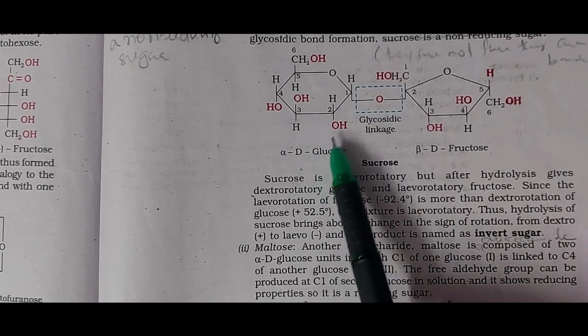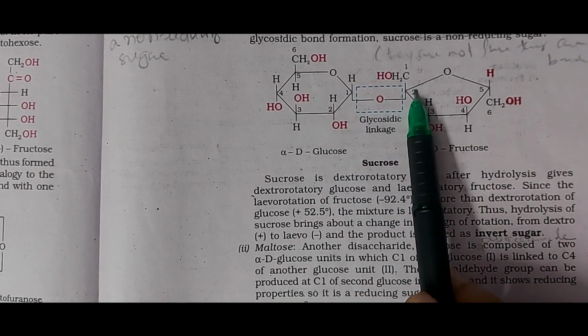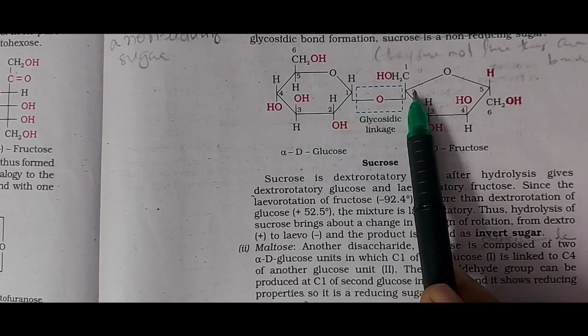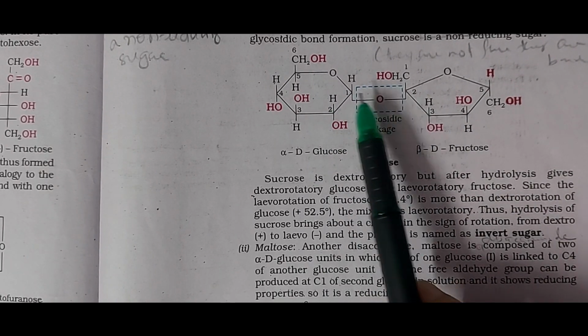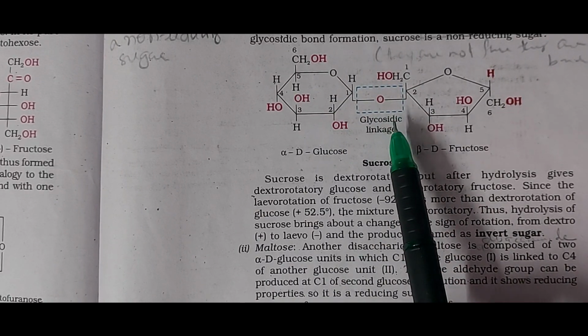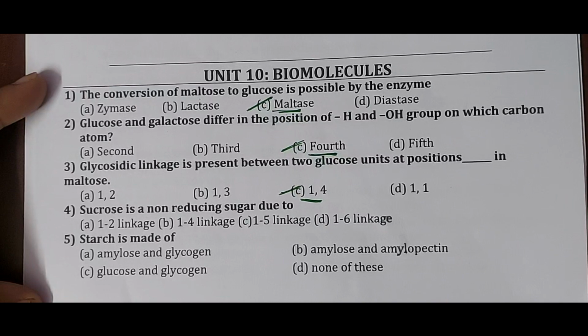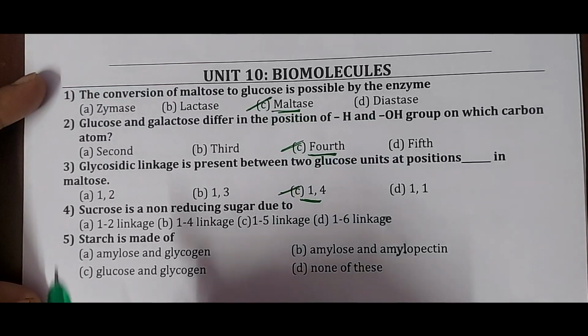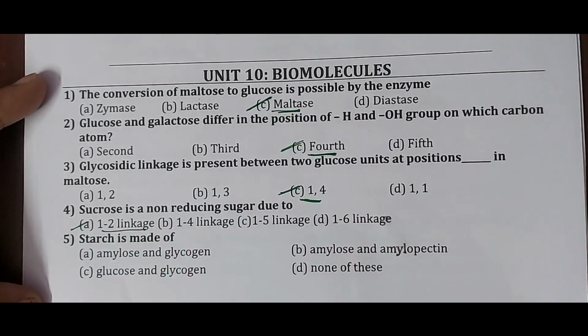In glucose, the functional group is present on the first carbon atom. In fructose, it is present on the second carbon atom, and 1 and 2 are both involved in the glycosidic linkage, so it is not free. Since it is not free, we call it a non-reducing sugar, and sucrose is the only non-reducing sugar that is present. So the correct answer is option A, 1-2 linkage.